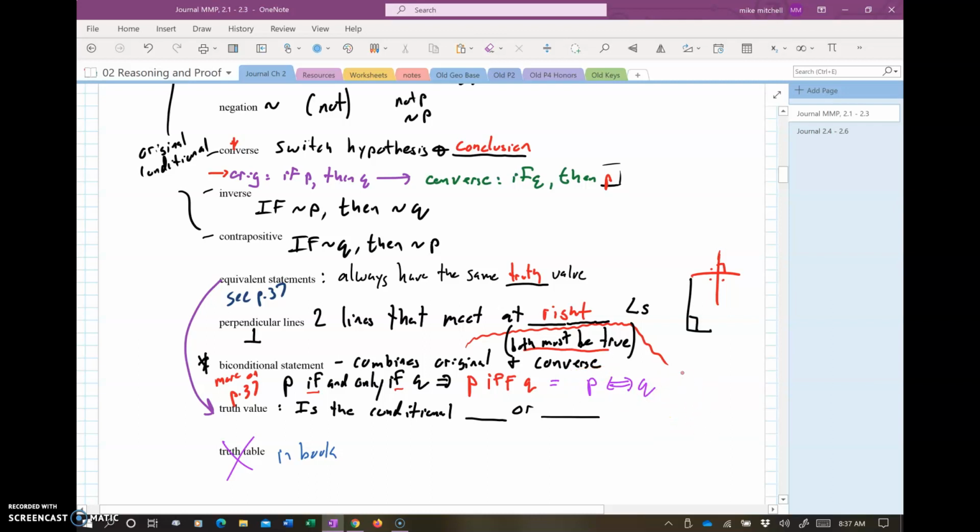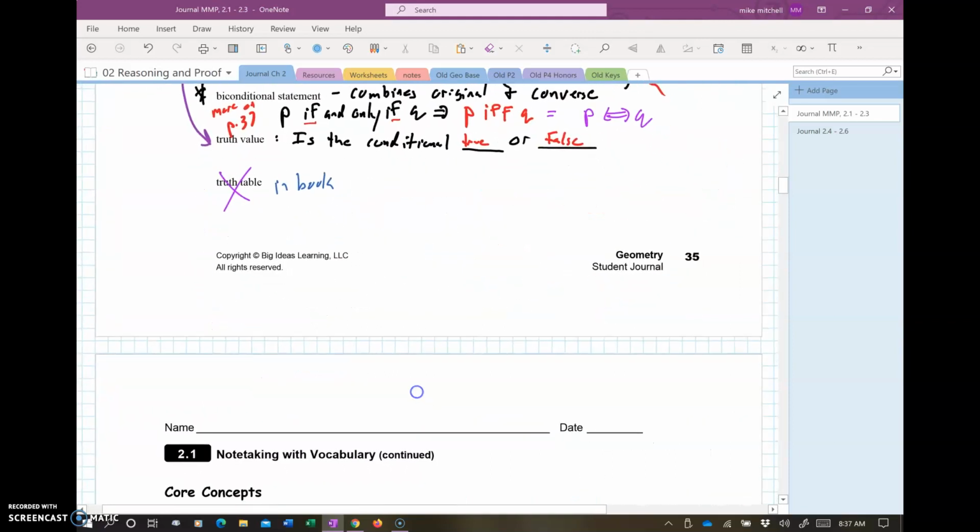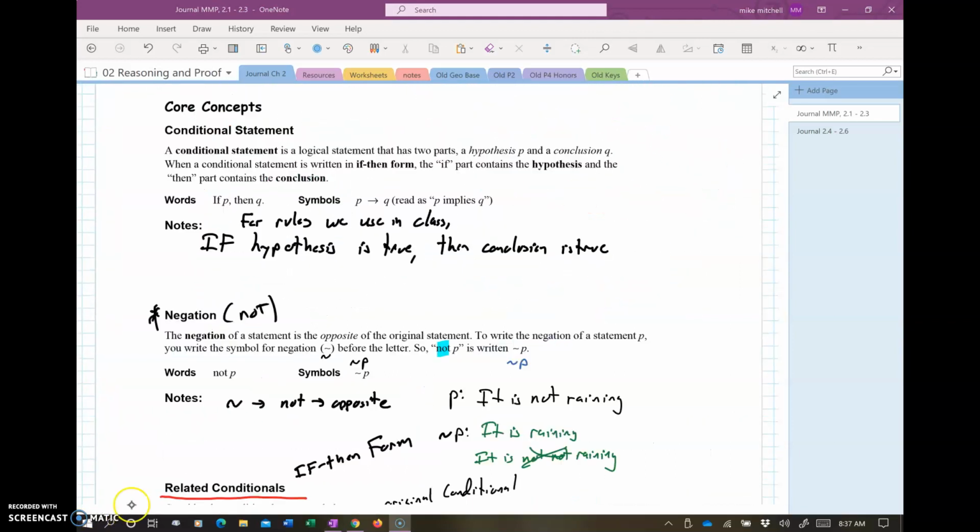Truth value is whether the conditional is true or false. That's all the truth value means. Truth table, you can get that in the book. We're not going to worry about that too much in here this year. This page is just a lot of restating of your notes of the first page, going over these conditional statements, what they are right in here. You can read through that.